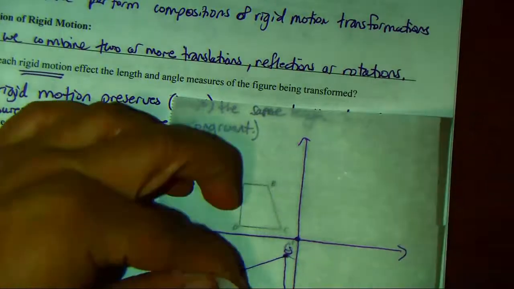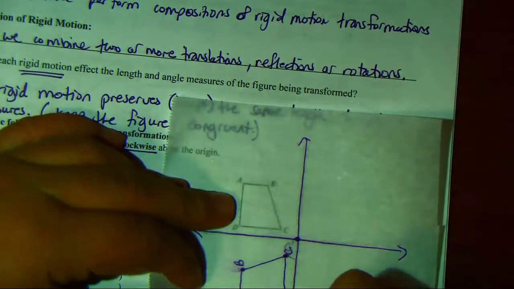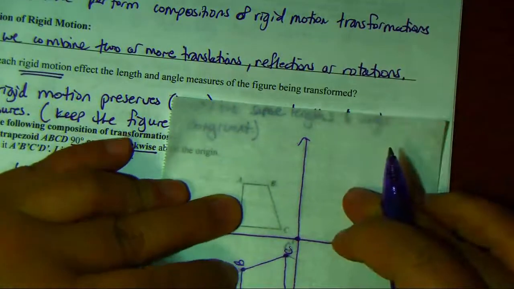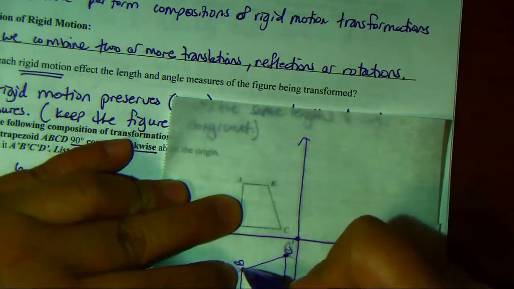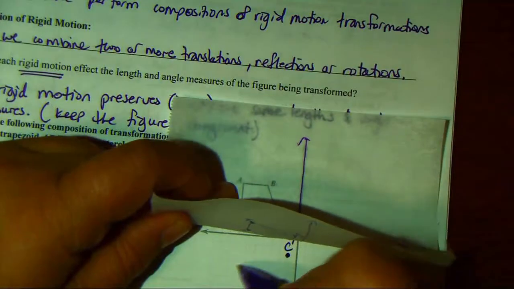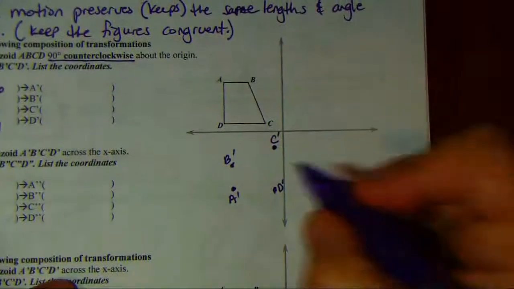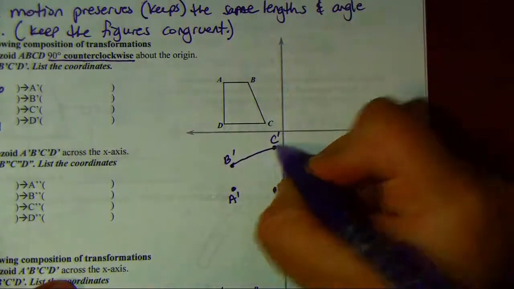Okay. My A will be right over here. So that's my A prime. And then my B will be right over here. That's my B prime. Okay. Oops. So I'm just marking the points here.